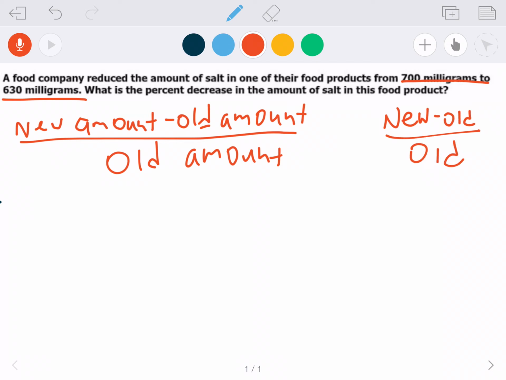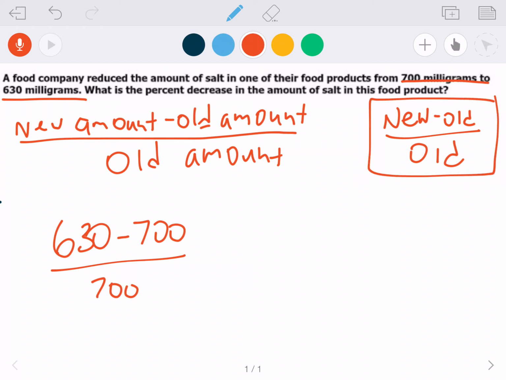So let's look back at the problem. The new amount is the 630 milligrams. It was 700 milligrams of salt, and now it was reduced to 630. So that's my new amount. So we have 630 minus my old amount, which was 700. And then finally, this is all over the old amount, which again was 700. So the biggest thing in this problem is you got to make sure that you know what the new amount and the old amount is. You also need to know the little formula that we use to solve this.